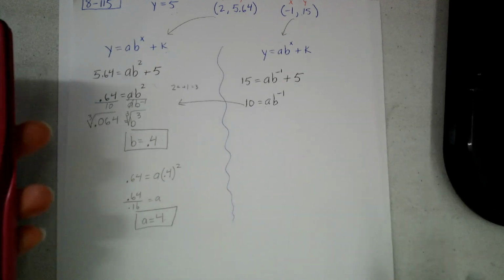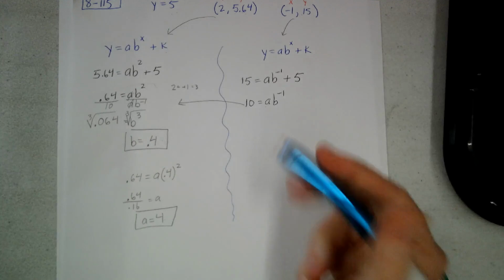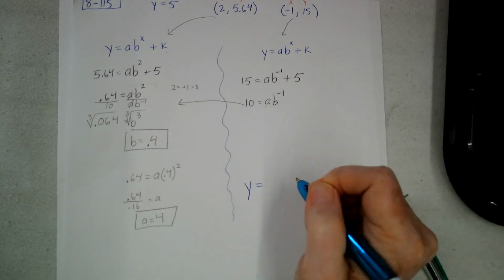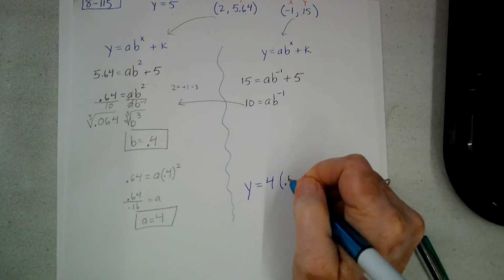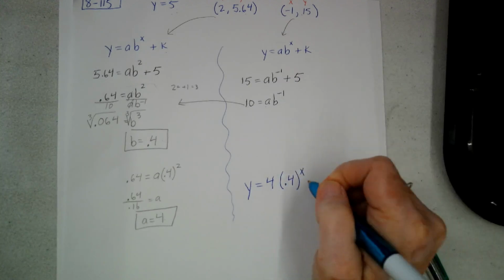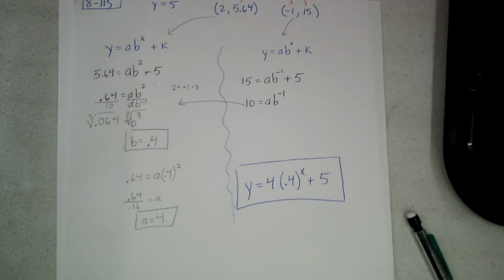So now I can just write the equation. I'm going to write y equals a, which is 4, times b, which is 0.4, to the x plus k. And I always do them the same way each time. That's all I got.